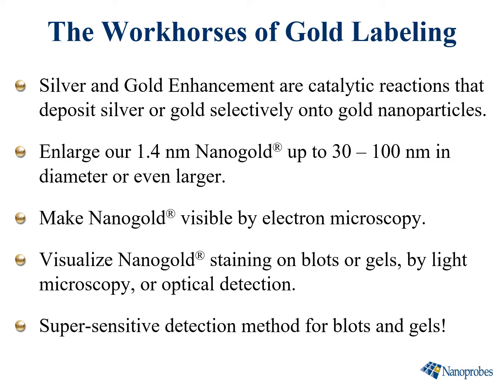These are the workhorses of gold labeling. They're catalytic reactions that deposit silver or gold selectively onto gold nanoparticles. You can use them to enlarge even small gold nanoparticles like our 1.4 nanometer Nanogold up to 30 to 100 nanometers in diameter, or even larger. This makes Nanogold visible, or more clearly visible, by electron microscopy. You can visualize Nanogold staining on blots or gels by light microscopy, or for optical detection or reading. And this makes a super sensitive detection method for blots and gels.